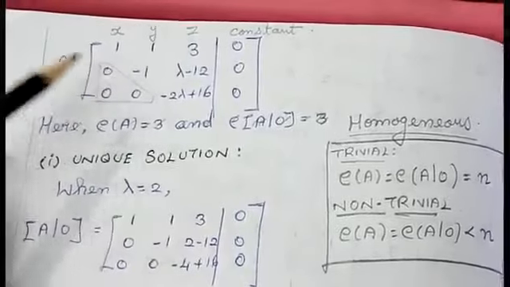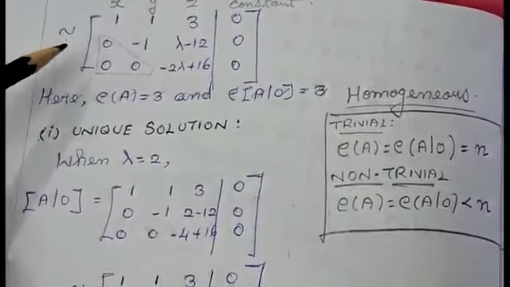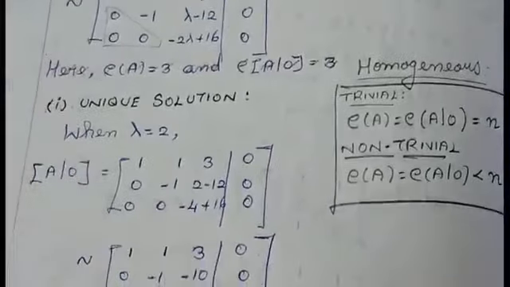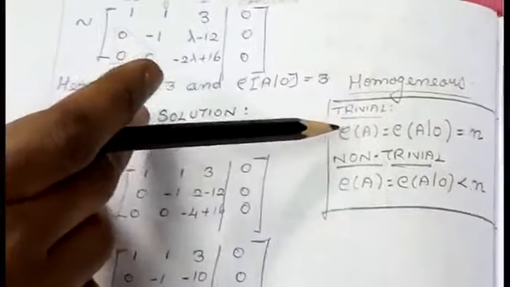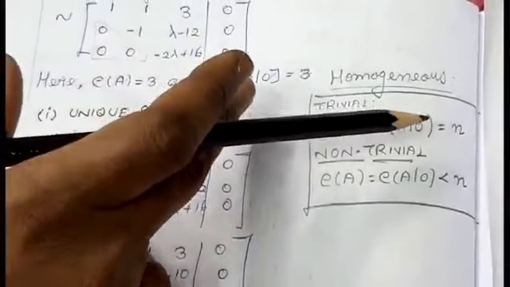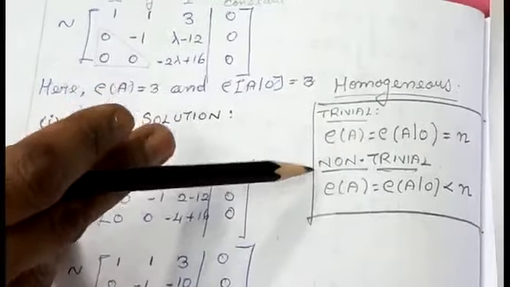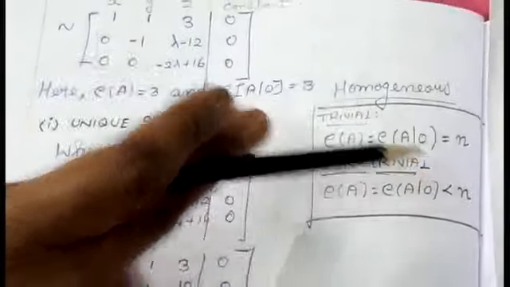Now this is the final row echelon form matrix, and I am going to find the unique solution and non-trivial solution. Regarding homogeneous equation, the meaning for trivial is rank of A, rank of augmented matrix, that is rank of [A|0], equal to n. Non-trivial means rank of A and rank of augmented matrix must be less than n.